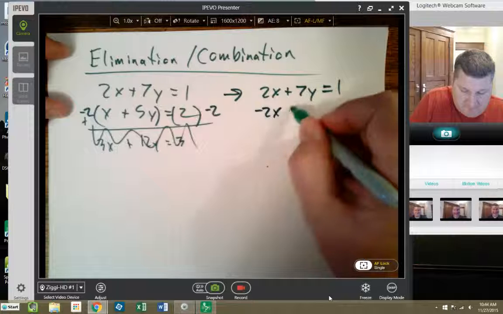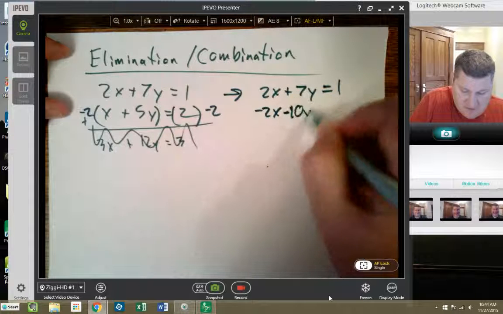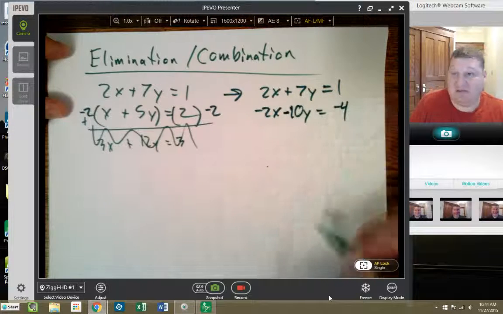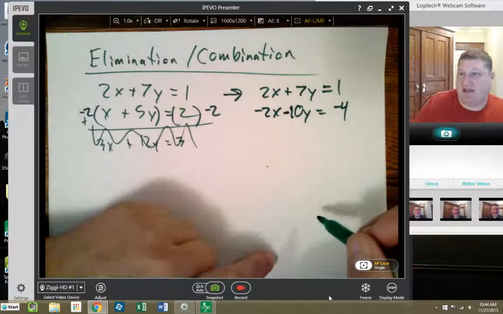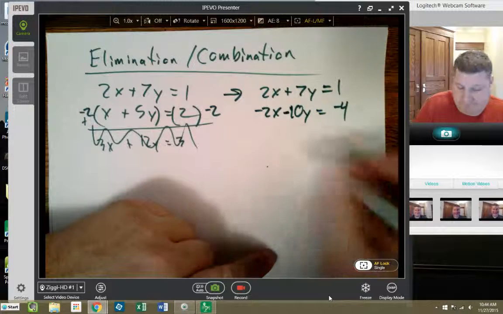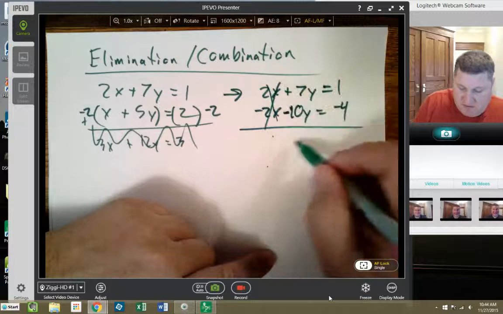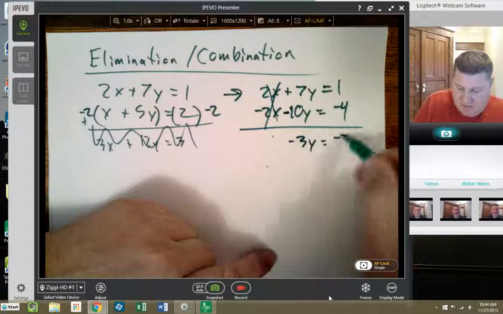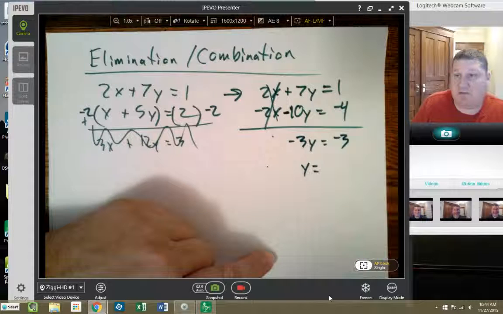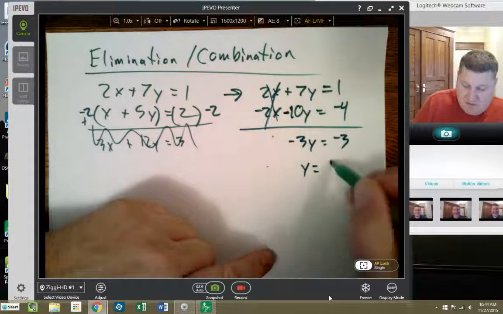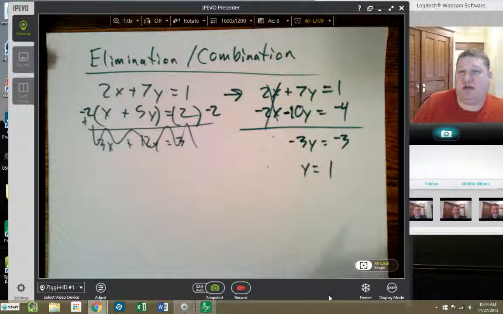This one now looks like this. Now when I add them together, will something go away? Absolutely. These two go away, leaving -3y equals -3. So y therefore equals 1. Now, what do I do at this point?